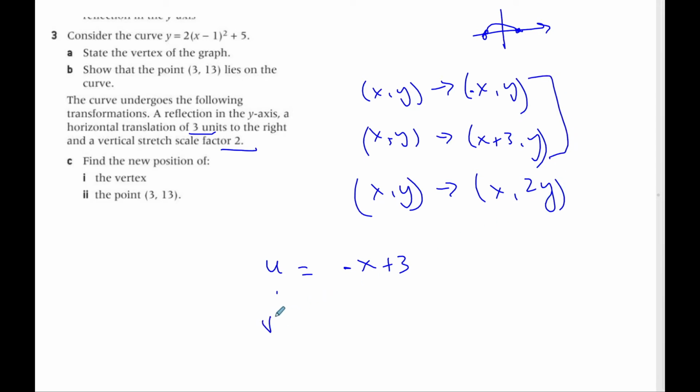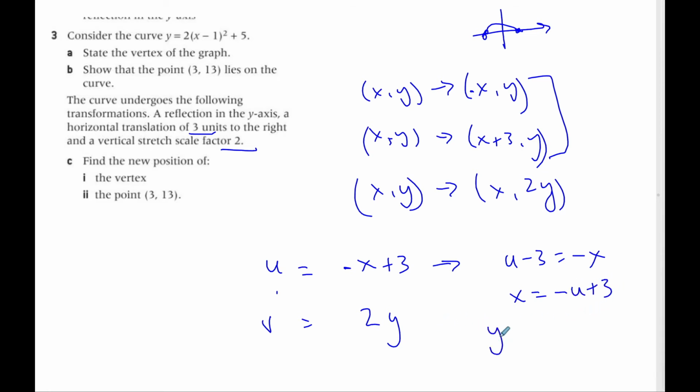Similarly, my image point for y, which we'll call v, is not equal yet to y. I'm going to actually take y and multiply it by 2. And so now I'm going to do some algebra on here. I'm going to go u minus 3 is equal to negative x. And so x is equal to negative u plus 3.